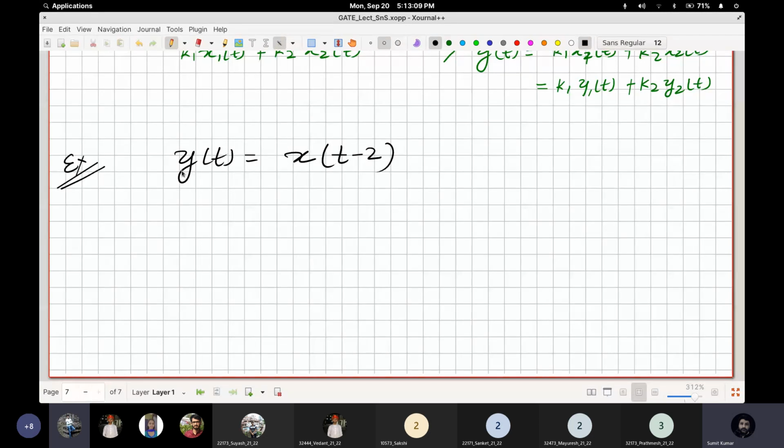Sir, it advances the signal, or delays the signal. Delays. Yes, sir, delay. It's introducing delay, right? So basically we are giving x(t) as input and our output is x(t minus 2), a delayed version of the input only, isn't it? So tell me whether the system will be linear or not.